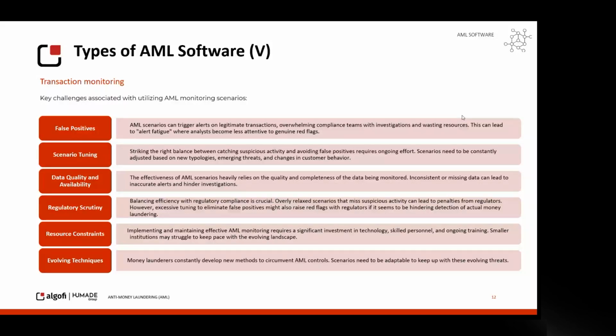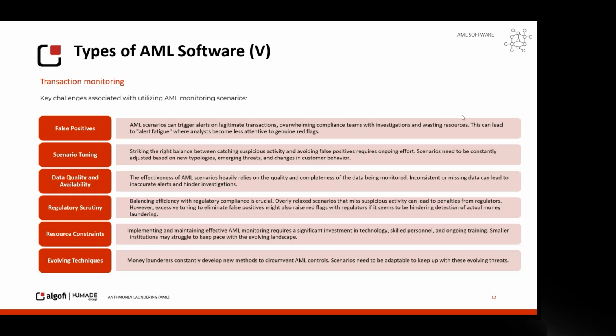Okay, so it is possible that the rules, the ones that I gave as an example before, are quite general, and of course it's possible that besides the suspicious transactions, they might also generate some false positives. So basically they generate alerts for transactions that are not actually suspicious. Okay, so this is what a false positive is.